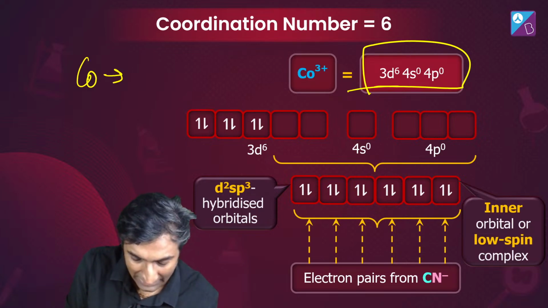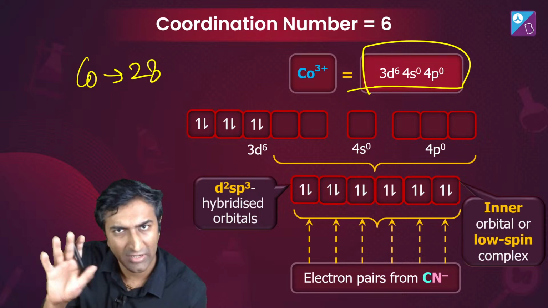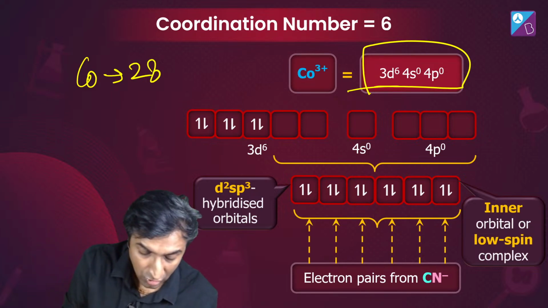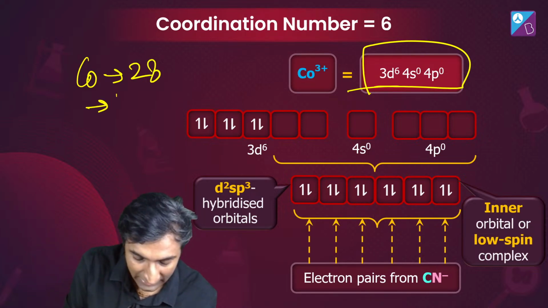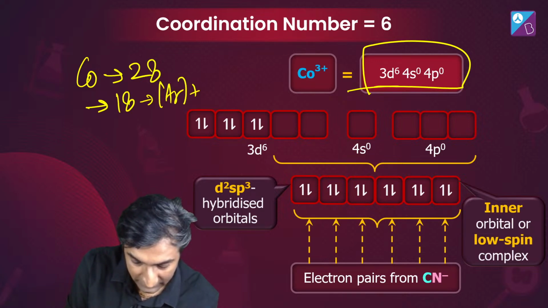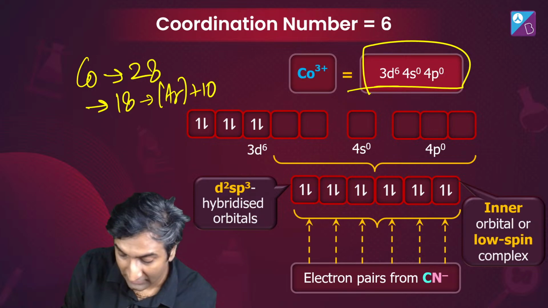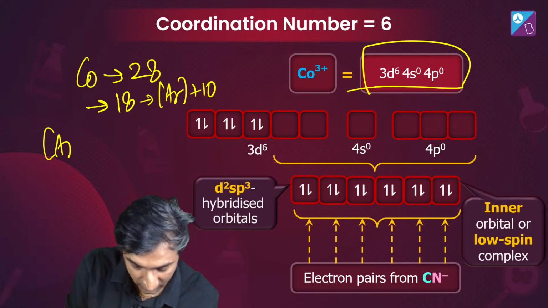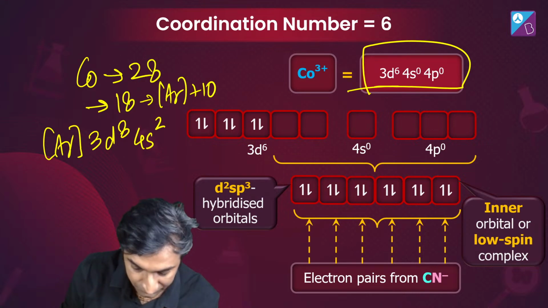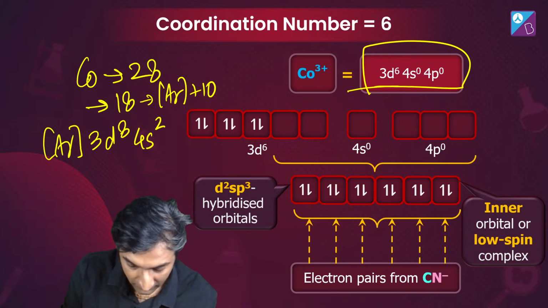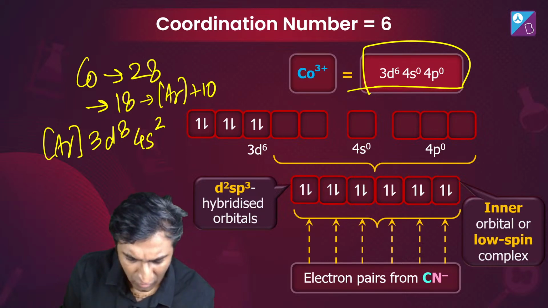Cobalt का atomic number क्या होता है? 28. Is that correct? कुछ अगर random बोलो तो please help me out. 28 कैसे बना? 18, which is argon, right? Plus 10 electrons. अच्छा, 10 electrons कहाँ पे थे? Argon, फिर 3d8, फिर 4s2. ओके, 3d8 4s2 और फिर हमने कुछ अजीब हरकत की है यार. 28 है कोबाल्ट का 26 है.